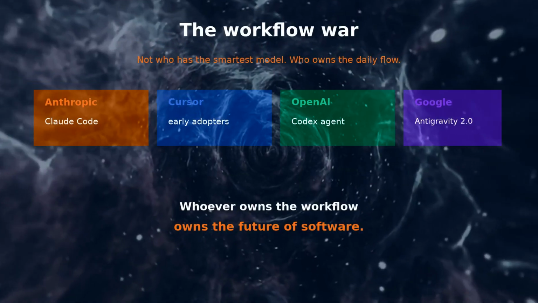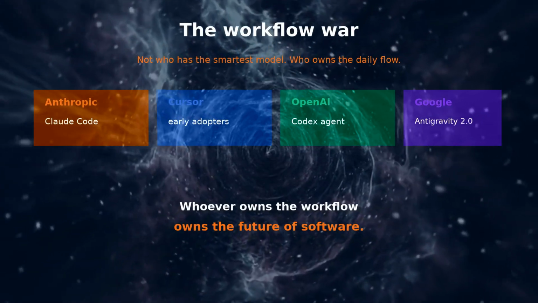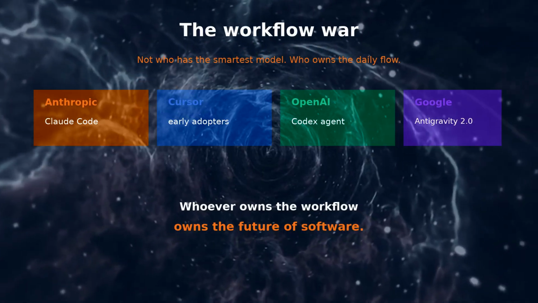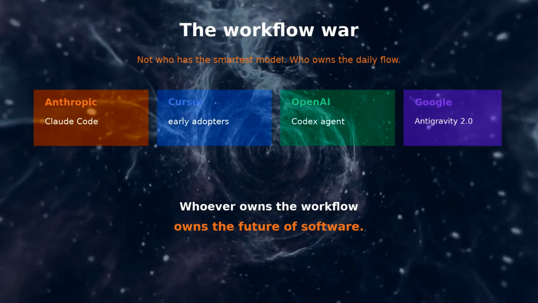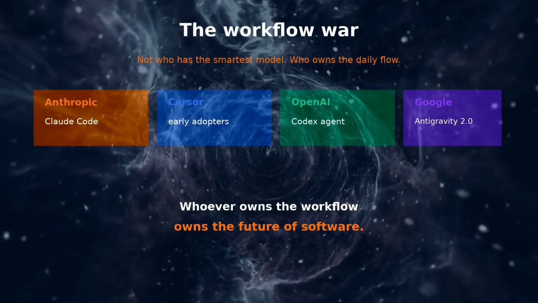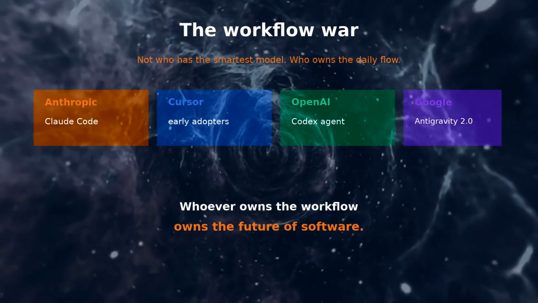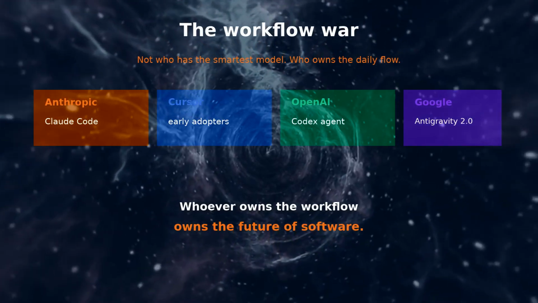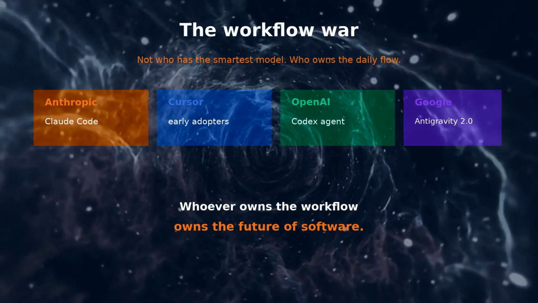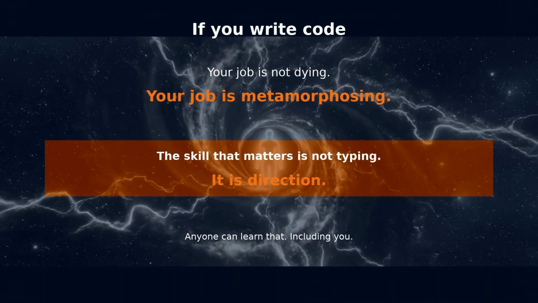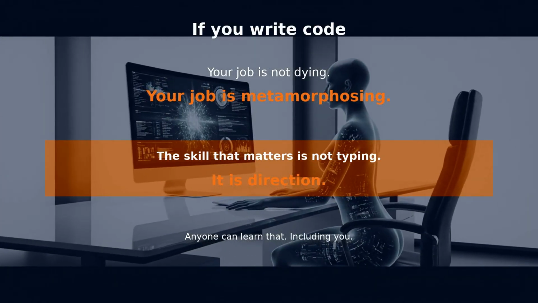The workflow war. Antigravity 2.0 is not happening in a vacuum. The fight to own the developer workflow is now the biggest competition in AI. Anthropic has Claude Code with deep terminal integration. Cursor has captured a huge share of the early adopter market. OpenAI has its own coding agent push. And Google, with the most data, the most platforms, and the most integrated ecosystem, just made its largest move. The battle is no longer who has the smartest model. The battle is who owns the daily flow of work. That is a different game.